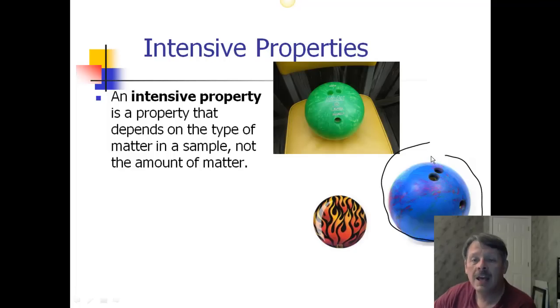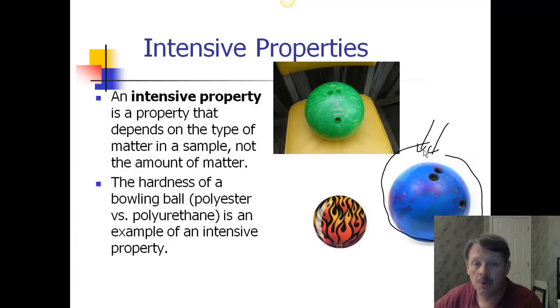How hard is the bowling ball? That's another example. Now, if I have two of these, they're going to weigh more. That's extensive. They're going to take up more room. That's extensive. But they'll still both be blue. That's intensive. They're not any more blue than they were before. If I have 100 balls there, doesn't matter. They're still not any more blue than they were before.